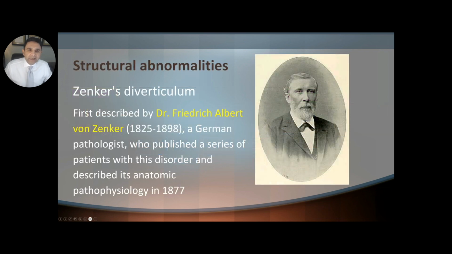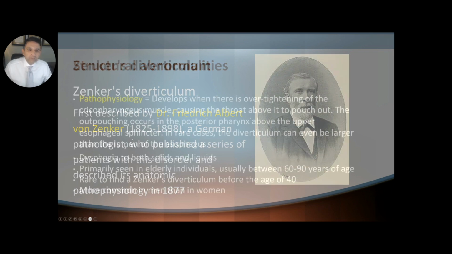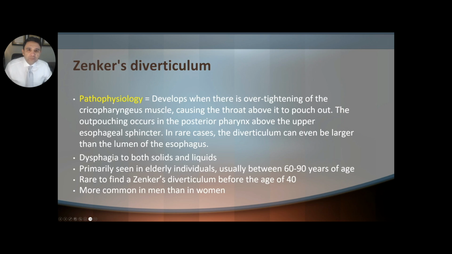Okay, Zenker's diverticulum was first described by Dr. Frederick Albert von Zenker. He lived from 1825 to 1898. He was a German pathologist. He published a series of patients with this disorder and described its anatomic pathophysiology in 1877. Here's a picture of Dr. Zenker.